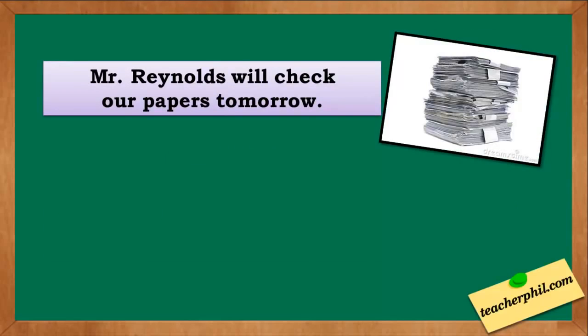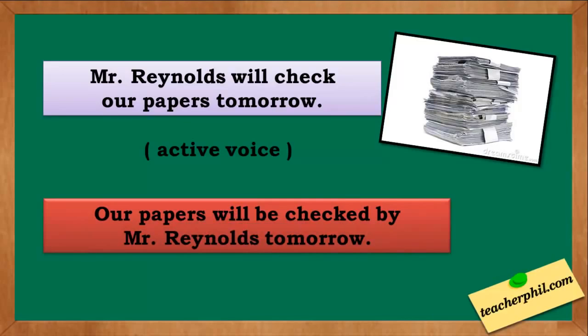The fourth one: Mr. Reynolds will check our papers tomorrow. This sentence is in active voice. Change it into passive. The answer is: our papers will be checked by Mr. Reynolds tomorrow. This time we have our papers for the receiver, will be checked for our verb, and Mr. Reynolds for the doer.